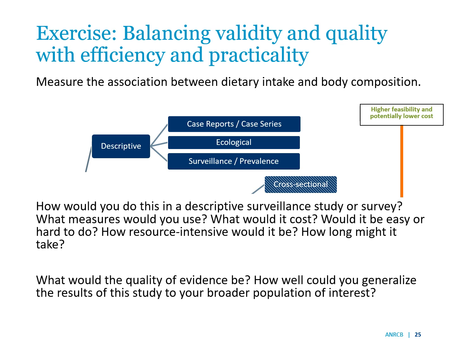Now, a short exercise. Imagine you want to measure the association between dietary intake and body composition. How would you do this in a descriptive surveillance study or a cross-sectional survey? What measures would you use? What would it cost? Would it be easy or hard to do? How resource intensive would it be? And how long might it take? Then think, what would the quality of evidence be, and how well would these results represent your broader population of interest?